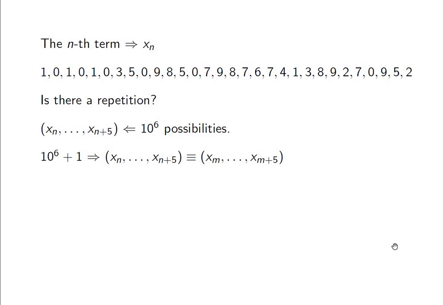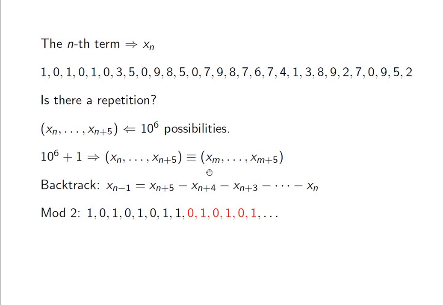Now the question is, where would that repetition start? Is it possible that it doesn't start from the beginning? The answer is no. You can always backtrack. In other words, if you know xn through xn plus 5, you can find the previous one. So if you have 2 6-tuples that are the same, the previous terms xn minus 1 and xm minus 1 must also be the same because of that backtracking property.